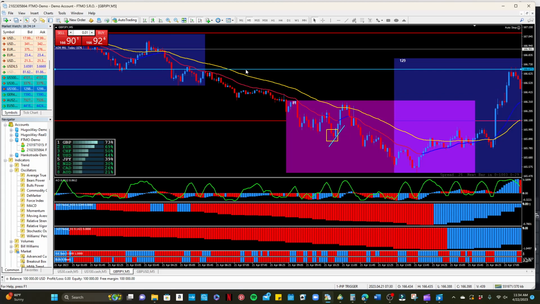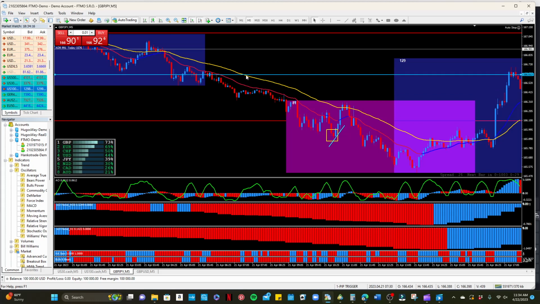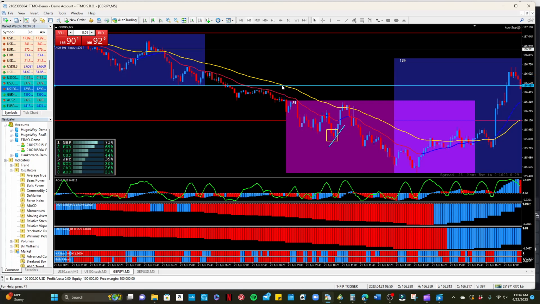Got your stop loss set. Did a slight pullback on you. Up, hit your stop loss, but let's see what you made. 21 pips. Isn't that beautiful?